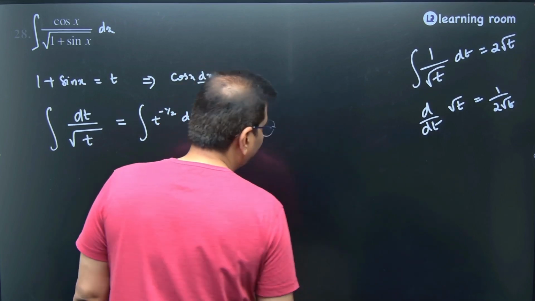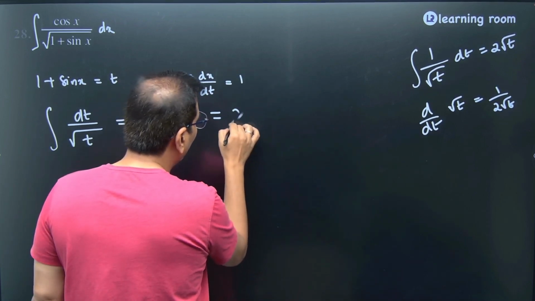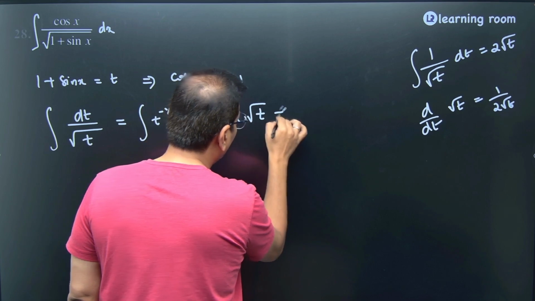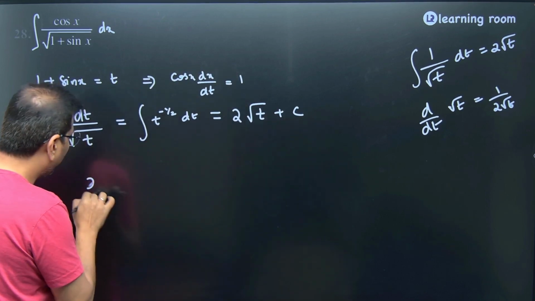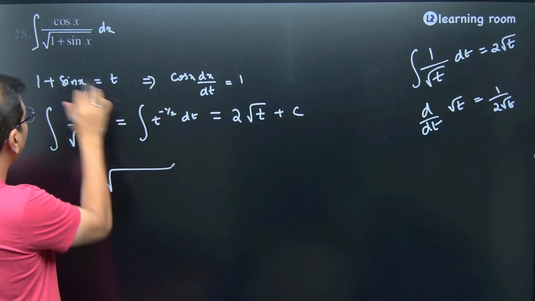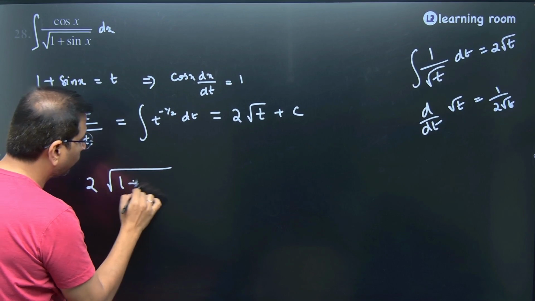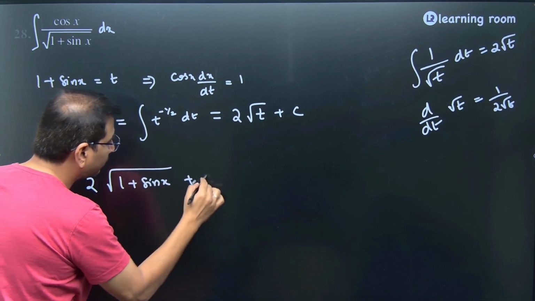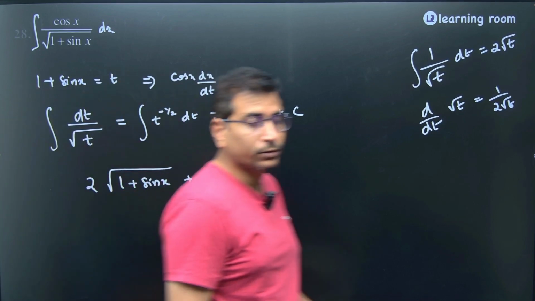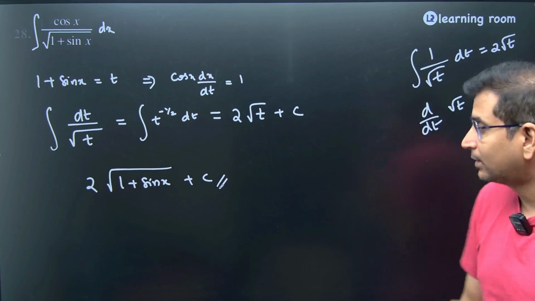So in this case, the answer is going to be 2 times root t plus c. So 2 times, what is the value of root t? Root of 1 plus sin x, plus c. So this would be the final answer: 2 times root of 1 plus sin x plus c.